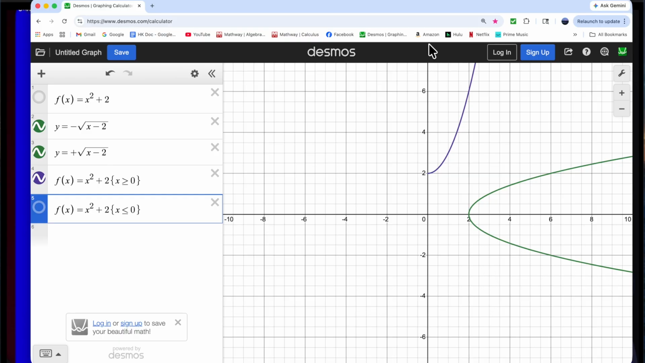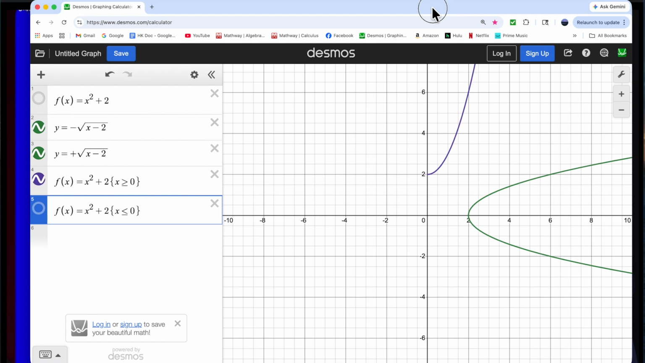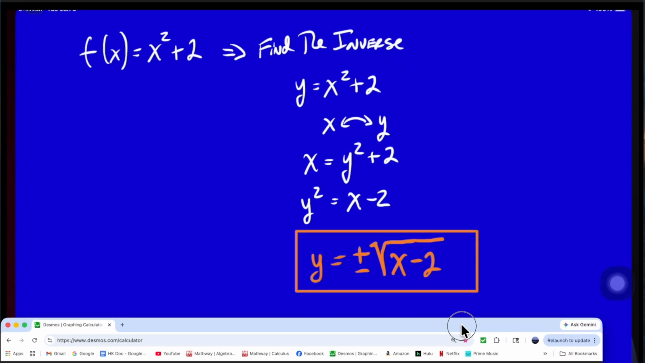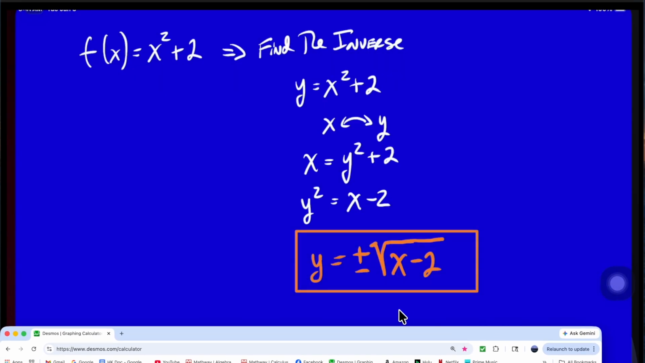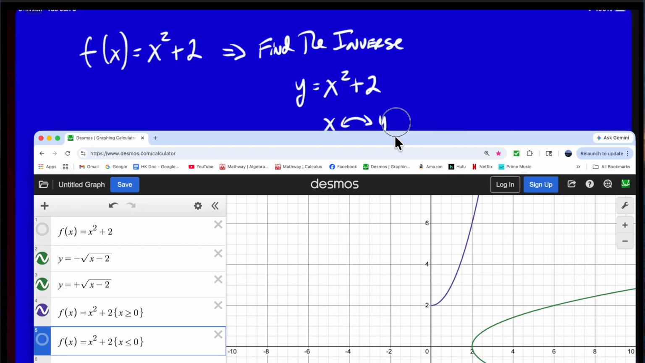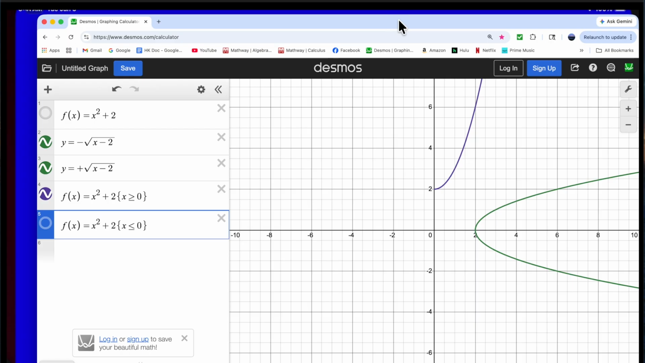But here's the question. When you graph the inverse of the original function with the restricted domain, which of these ends up being the inverse function? Is it the plus version or the minus version? And that's what this video is about. And the short answer is as follows. If you are limiting the domain to where x is greater than or equal to 0, you're going to use the positive version of the inverse.